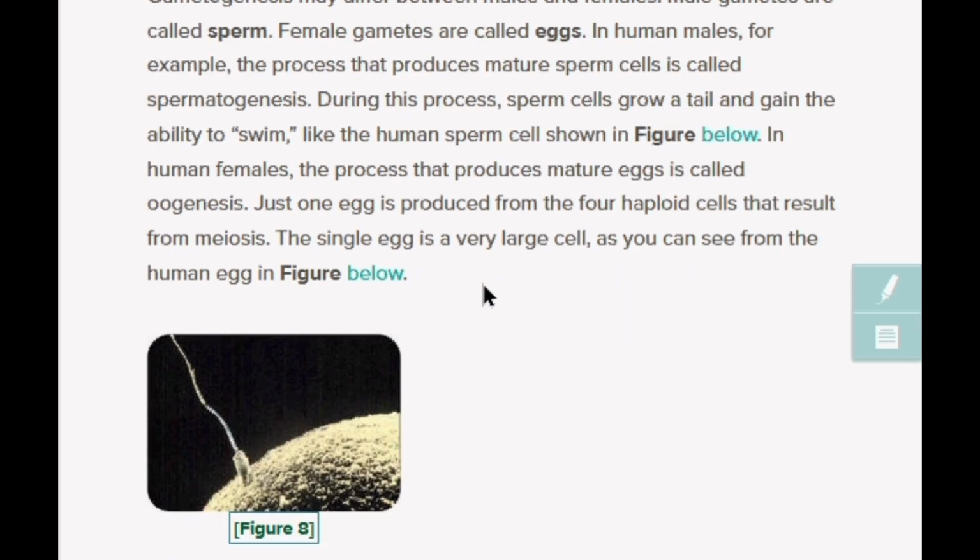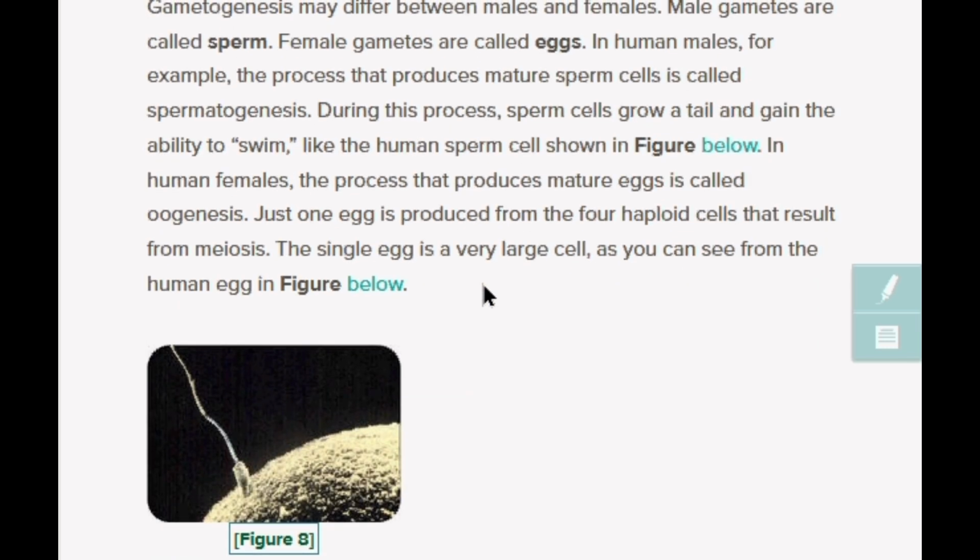In human males, for example, the process that produces mature sperm cells is called spermatogenesis. During this process, sperm cells grow a tail and gain the ability to swim, like the human sperm cell shown in the figure below. In human females, the process that produces mature eggs is called oogenesis. Just one egg is produced from the 4 haploid cells that result from meiosis. The single egg is a very large cell, as you can see from the human egg in the figure below.